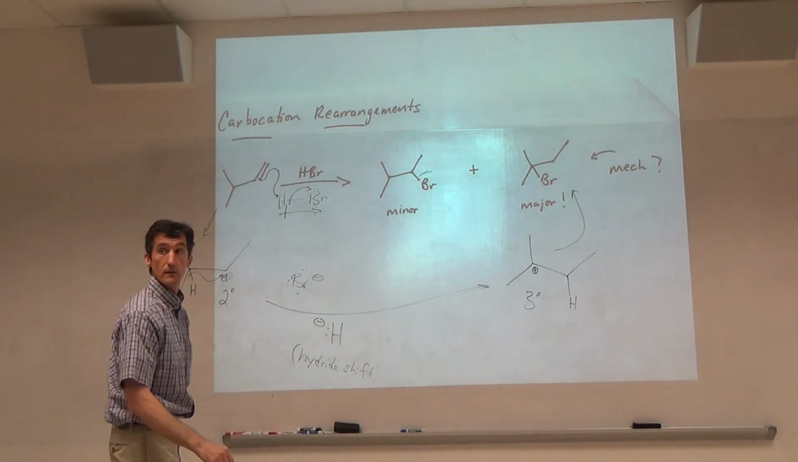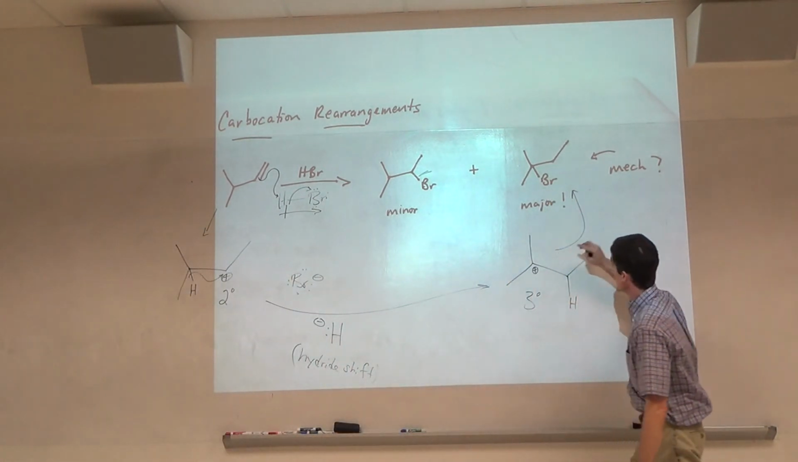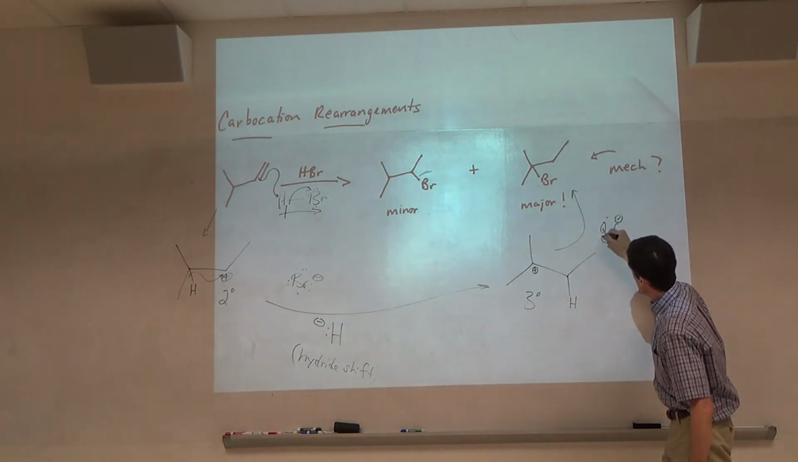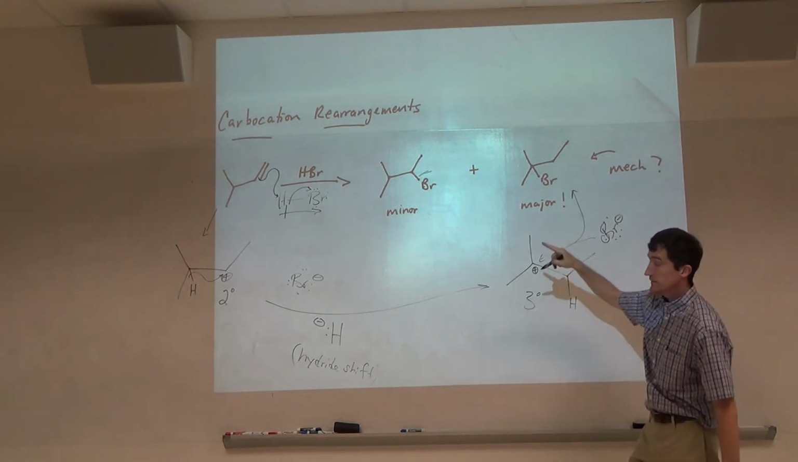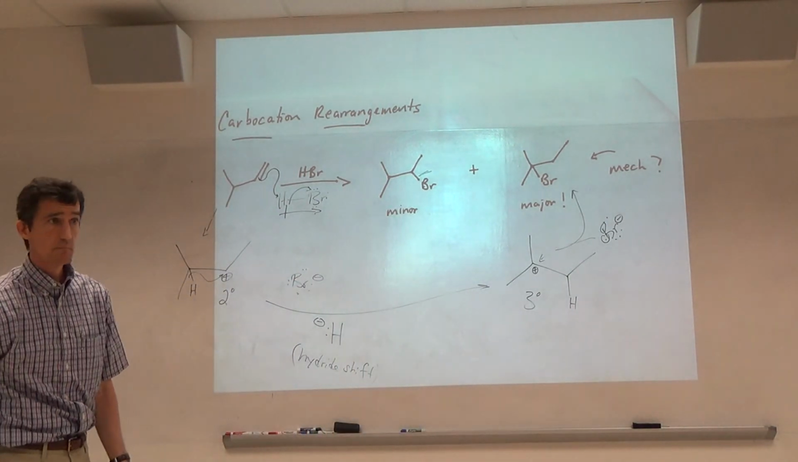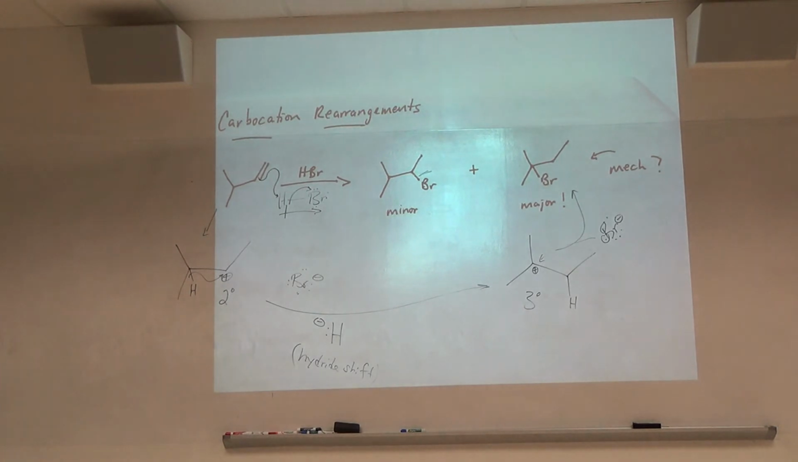So if that's the major one, how do you get to the final product? Now the Br attacks and you get this. So that's a 3-step, which is favorable over a 2-step. Here's the take home. For me, anytime you can rearrange a carbocation to a better one, always do that, and that'll be your major.